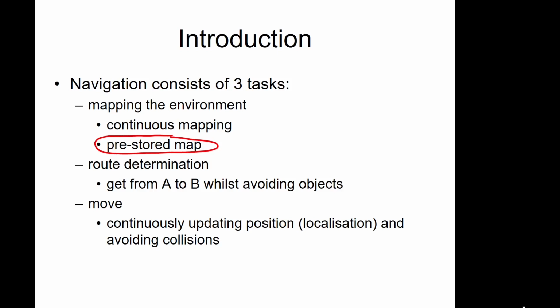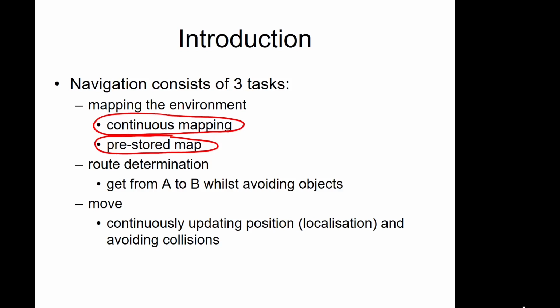But we also have continuous mapping. So this is essentially if you don't know the environment and you have to map it out. But also if you have a map, that map might change over time. So for example, objects may move, or you might have dynamic objects, for example, another robot in the scene. So you continuously have to map, even if you do have a map to start with.